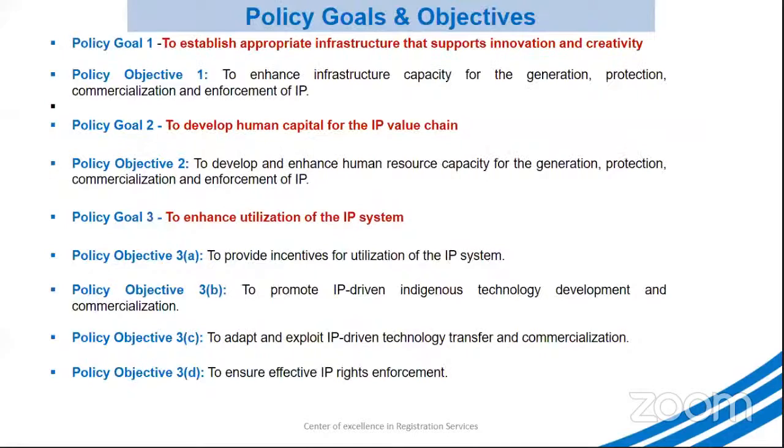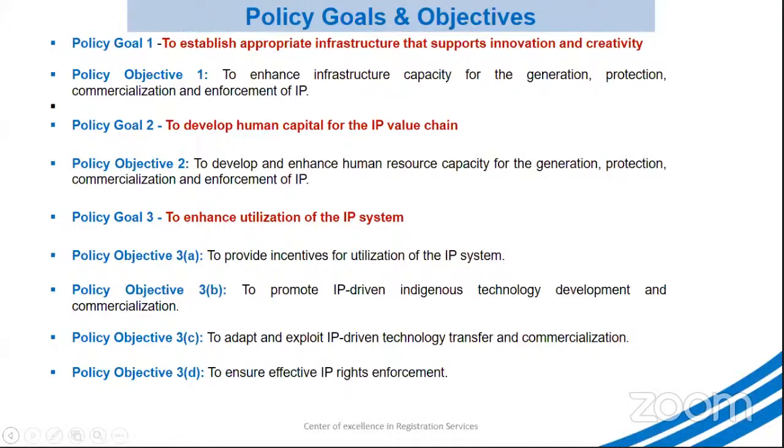There are priority goals that are listed in that national intellectual property policy, and the policy objectives. One is to establish an appropriate infrastructure for innovation and creativity, and the policy objective is to enhance the infrastructure capacity for generation, protection, commercialization, and enforcement of intellectual property, and that's the value chain that I mentioned.